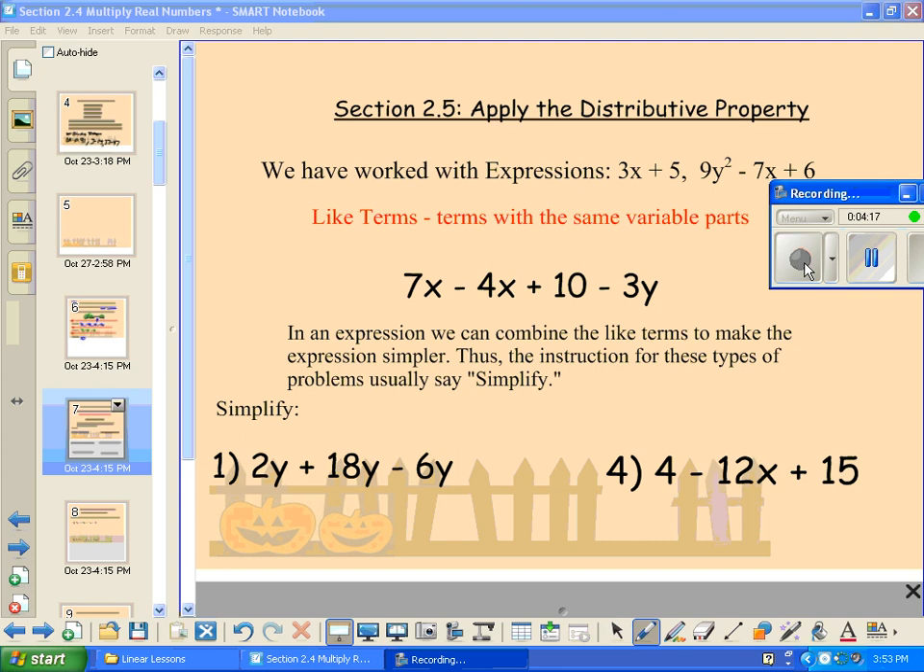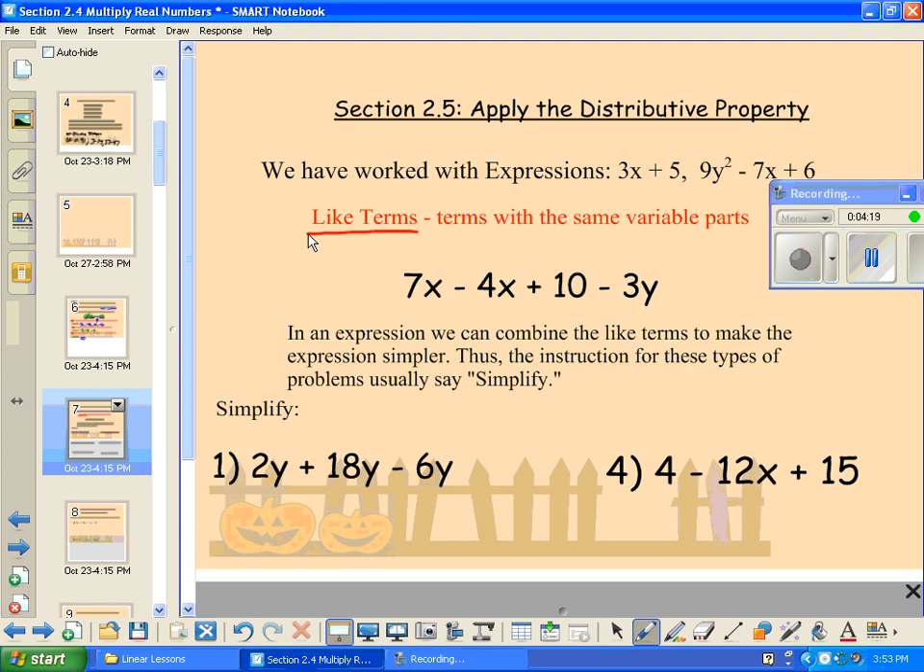One more definition we need to know for today is the definition of like terms. We talked about terms on the previous page. So remember the terms in an expression, like this example below again. The terms in this particular expression are 7x, negative 4x, 10, and negative 3y. Those are all terms. Like terms are terms that have the exact same variable part. So in this case, there are 2 like terms in this particular expression.